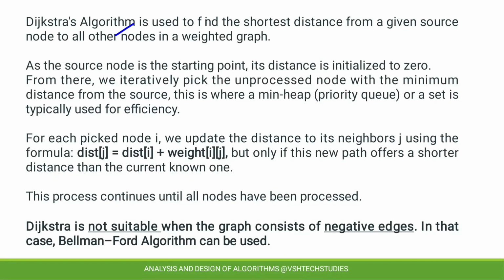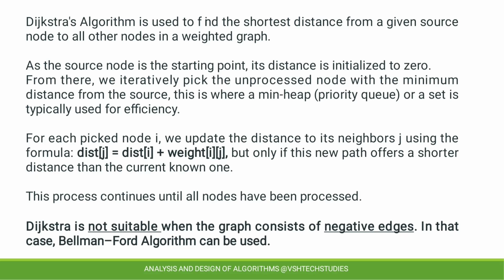Dijkstra's algorithm is used to find the shortest distance from a given source node to all other nodes in a weighted graph. As the source node is the starting point, its distance is initialized to 0. From there we iteratively pick the unprocessed node with the minimum distance from the source. This is where a min heap or a set is typically used for efficiency.